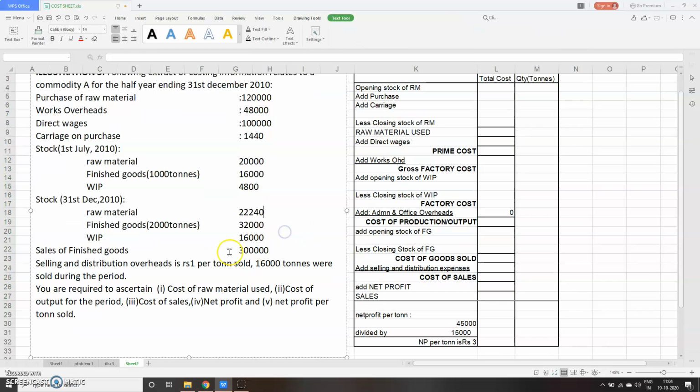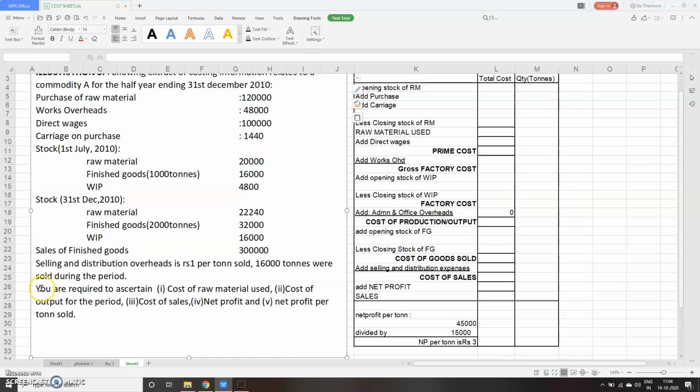Okay, now sales of finished good is given here, 3 lakhs. Selling and distribution overhead rupees 1 per ton sold. So we have to find out how much it's sold. So it's saying 16,000 tons were sold during the period. It is not saying how much was actually produced and sold. Okay, it is saying how much was during the period was sold. So that can be different one. Let's see.